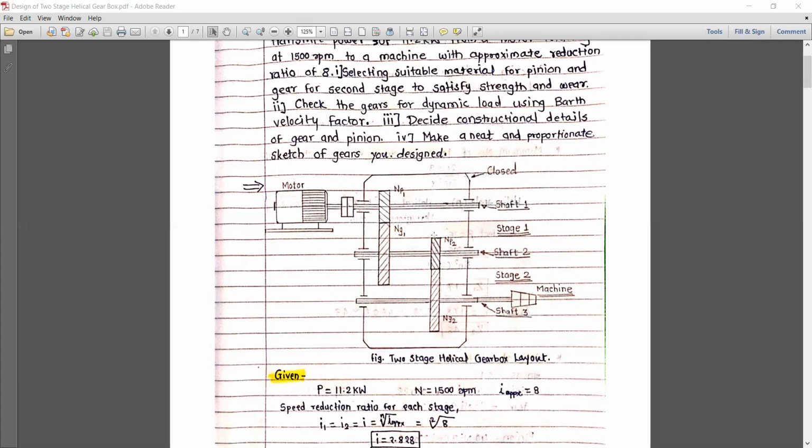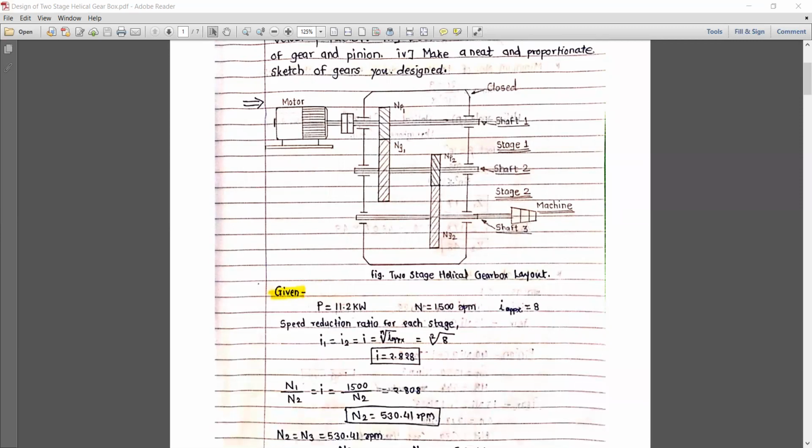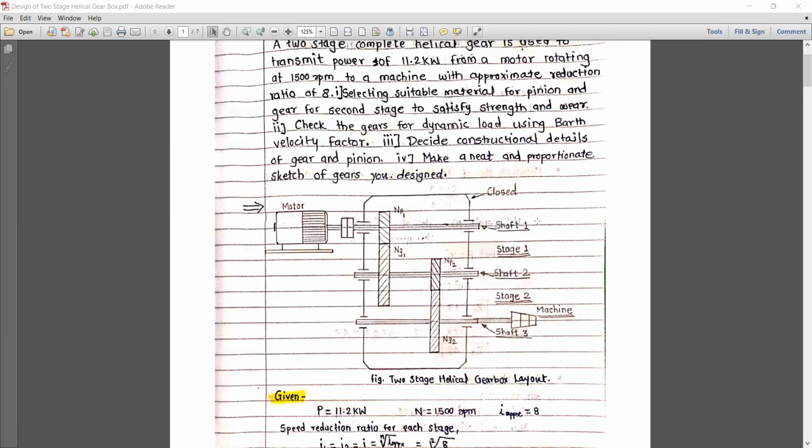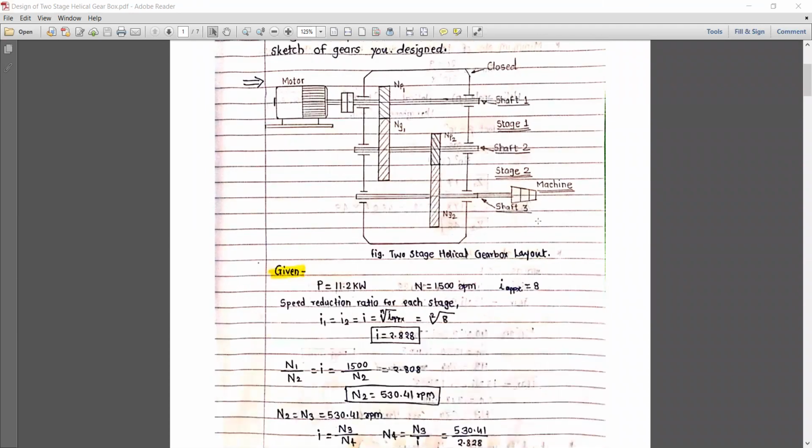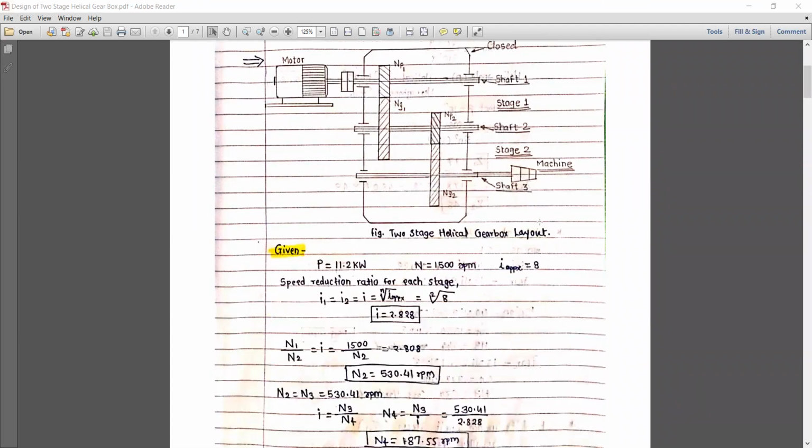In the second stage, shaft number 2 transmits power to shaft number 3. Then gear number 1 and pinion number 2 are rotating with the same speed, so that we have to consider. Then in stage number 2, after getting the reduction in speed, we are supplying the output speed, that we have calculated over here, that is 187.55 rpm towards the machine.